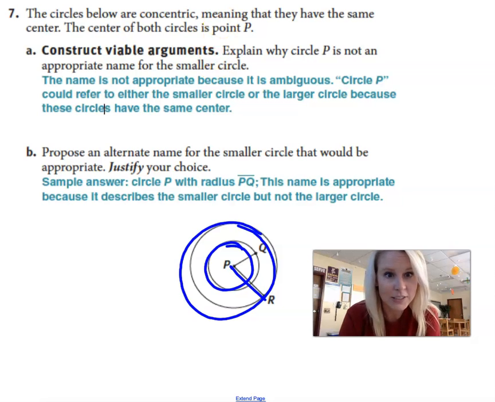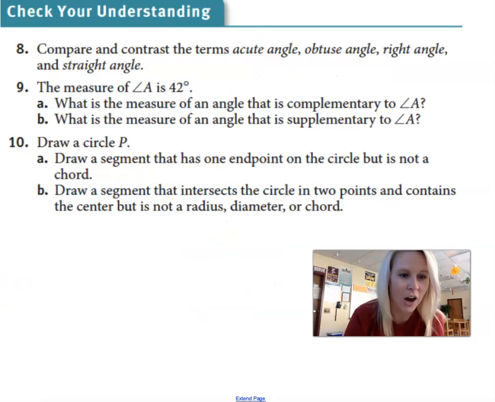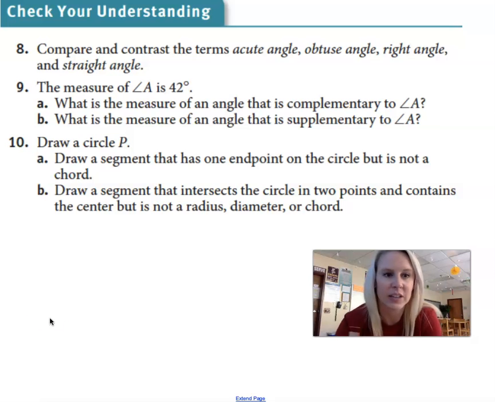Cool, right? All right, let's wrap this up. Super quick lesson on circles. So go ahead and try 8, 9, and 10. It's a review of both circles and angles. And then we will check our work and then review.